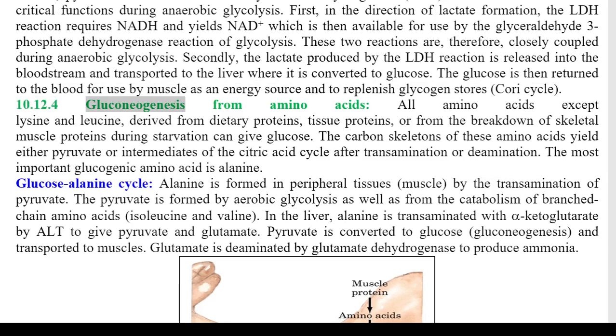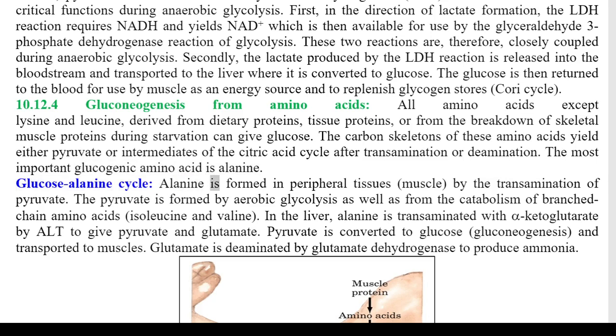10.12.4 Gluconeogenesis from amino acids. All amino acids except lysine and leucine, derived from dietary proteins, tissue proteins, or from the breakdown of skeletal muscle proteins during starvation, can give glucose. The carbon skeletons of these amino acids yield either pyruvate or intermediates of the citric acid cycle after transamination or deamination. The most important glucogenic amino acid is alanine.